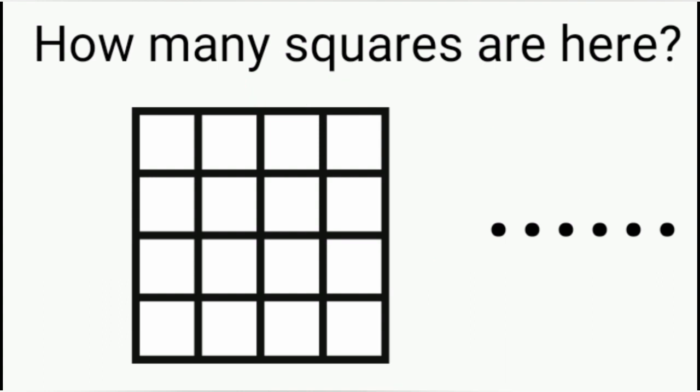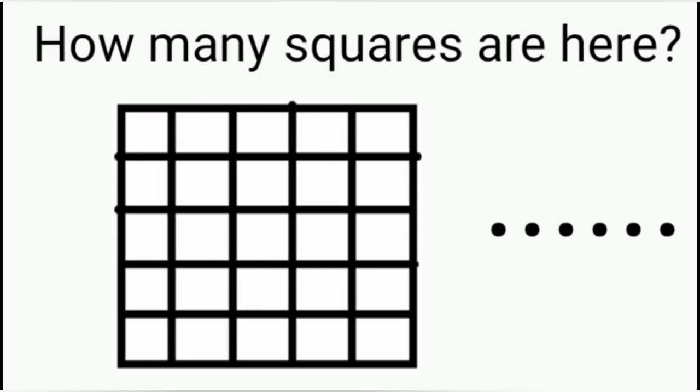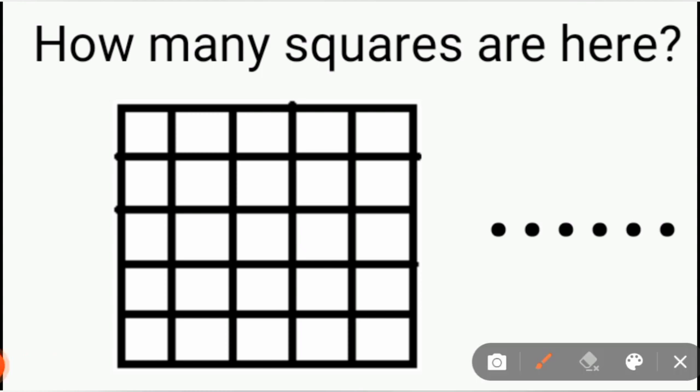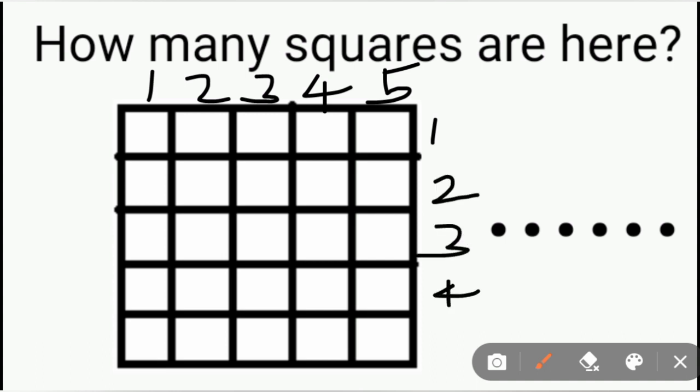Okay, let's try the last one. Look here. 1, 2, 3, 4, 5. 1, 2, 3, 4, 5. So here are 5 squares, and here are 5 squares. So the condition works here. Let's start.